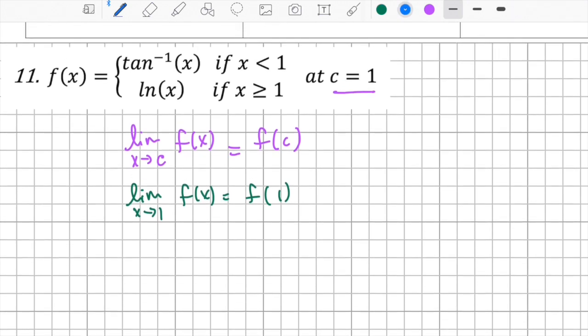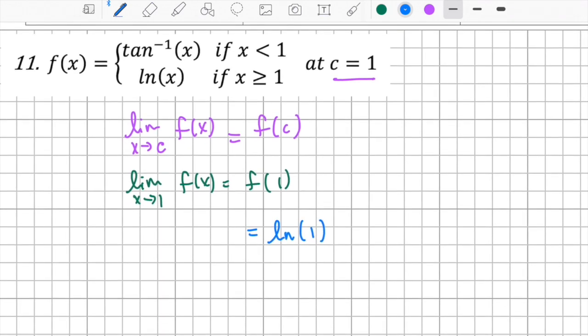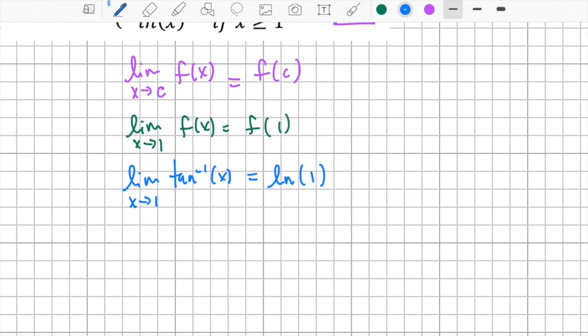Okay, so I always like to start with the right one. The value of f of 1, meaning which piece is equal to 1. I notice that this function, natural log of x, if x is greater than or equal to 1, is the one that I want. So that's going to go on the right side. I'll just rewrite it as natural log of 1, replacing the x with 1. Now I'm going to take the limit as x approaches 1 of the other function, which is just tangent inverse of x.